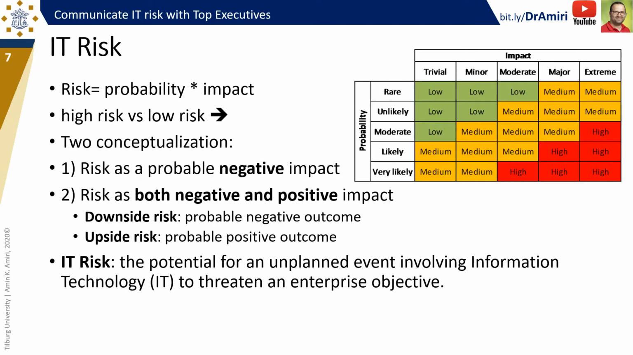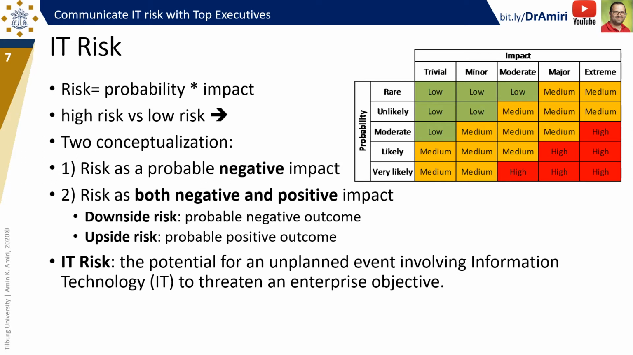Risk is defined as the multiplication of probability by impact. So when we say that something is high risk, that means that it has an extreme or major impact, and the probability of that event occurring is quite medium or high. When something is low risk, we usually mean that the event can rarely occur, or the impact is trivial or minor.